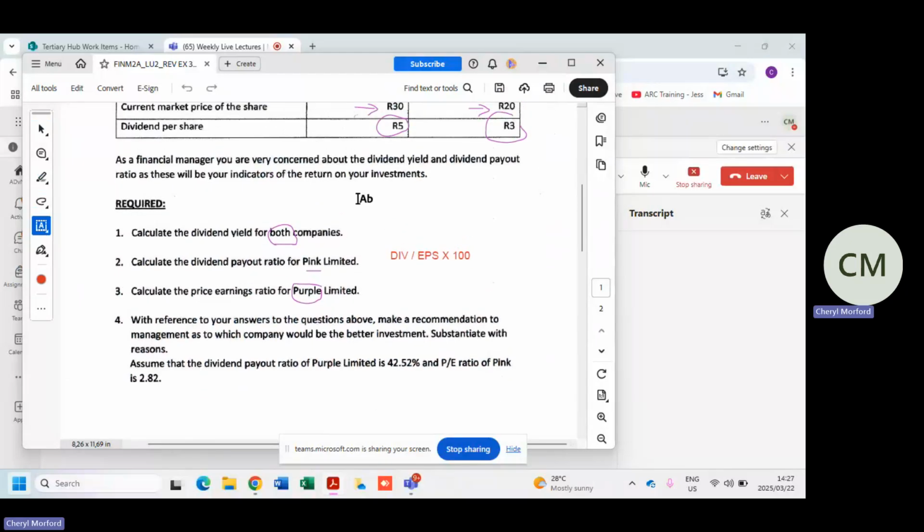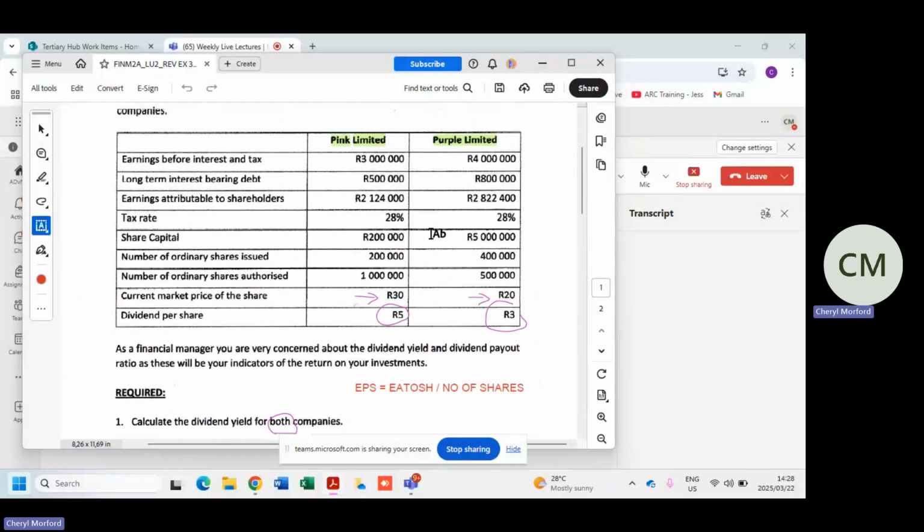Okay. So the formula for earnings per share is as follows. Earnings attributable to ordinary shareholders. I've just done an abbreviation, and we're going to turn it onto a per share basis. So what does that mean? We must obviously divide it by number of shares issued. So do we have any of that information for pink? So let's have a look.